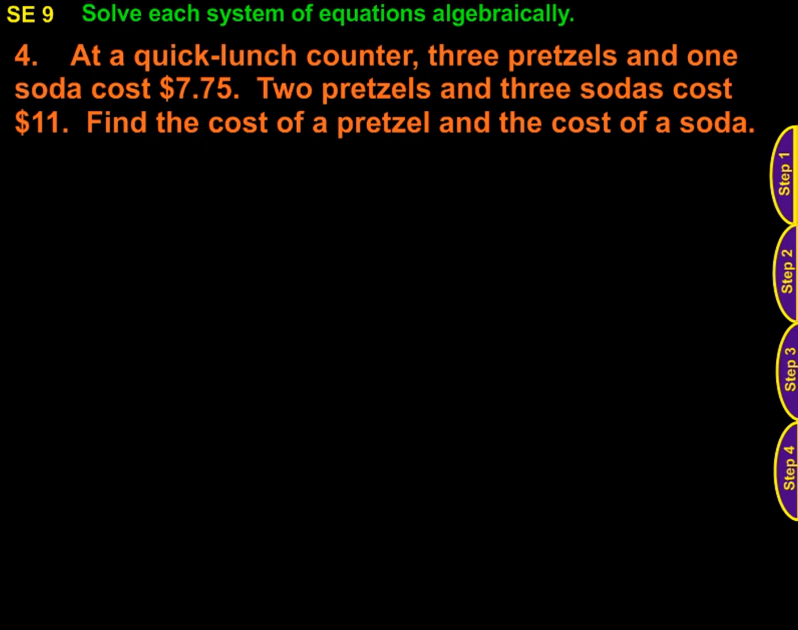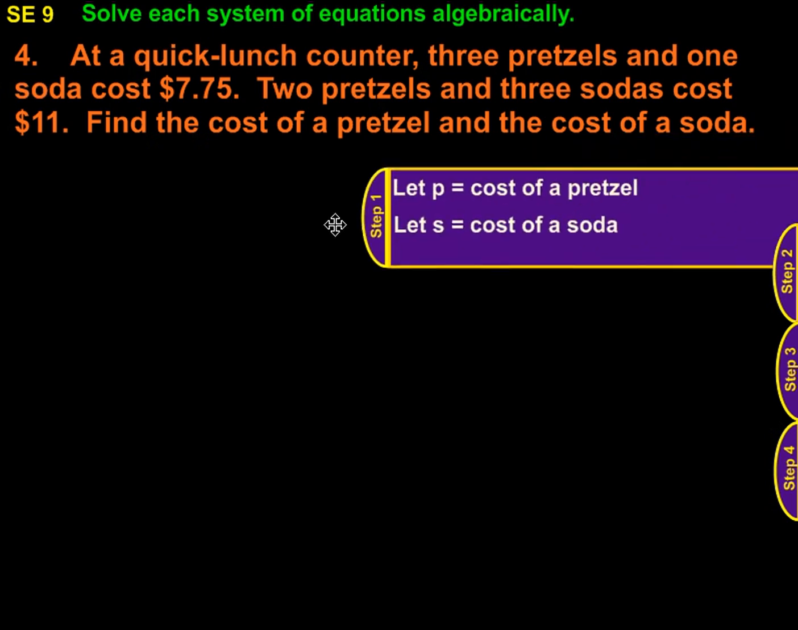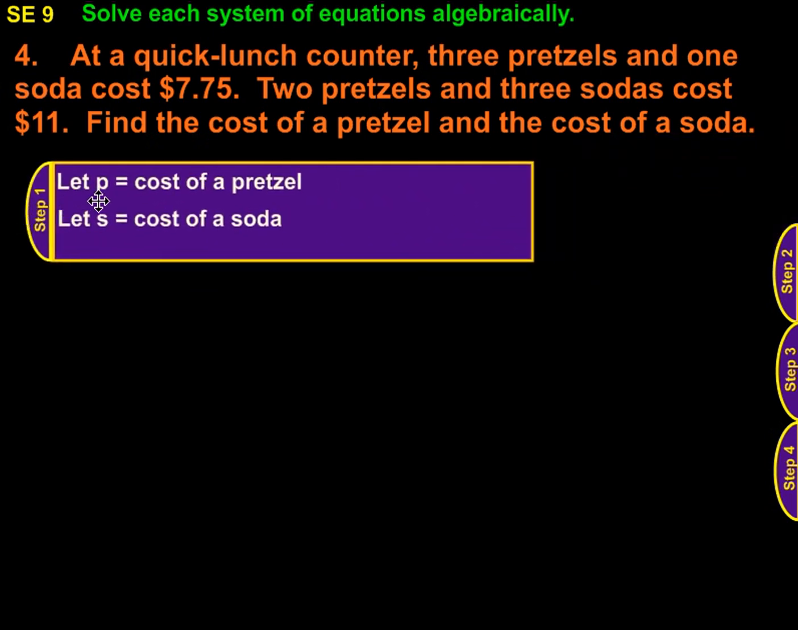Let's start by taking a look at question number 4. At a quick lunch counter, 3 pretzels and 1 soda cost $7.75. 2 pretzels and 3 sodas cost $11. Find the cost of a pretzel and the cost of a soda. So we'll start by creating our let statements. We'll let P equal the cost of a pretzel. We'll let S equal the cost of a soda.